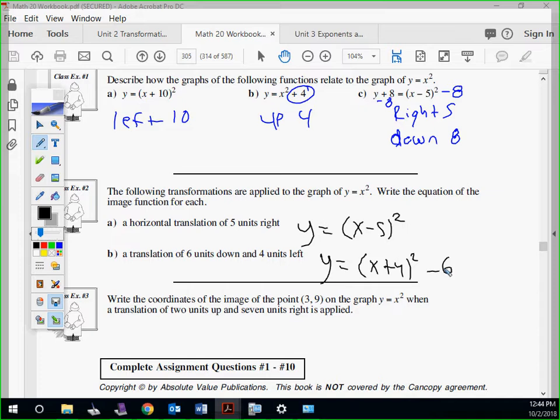All right, now, last one. Write the coordinates of the image of the point (3, 9) on the graph y equals x squared when a translation of 2 units up, 7 units right is applied. So what it's saying is, where is the point (3, 9) after these translations? If I tell you you're moving it 2 units up, which number does that affect, the 3 or the 9? The 9, right? Up is your y coordinate. So that means it's going to be 11 because 2 units up. And 7 units right affects the x. 3 plus 7 is 10. So that point would now be at (10, 11). Okay? All right. Let's go ahead and pause this.